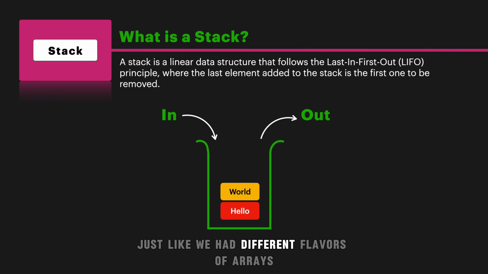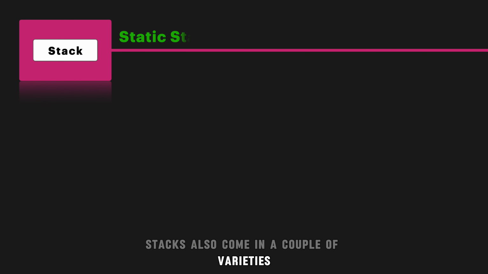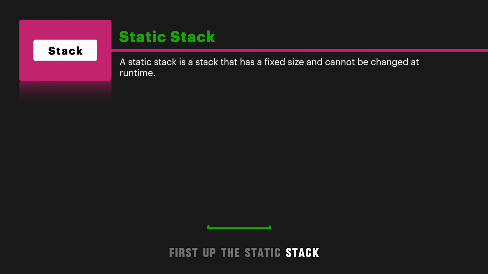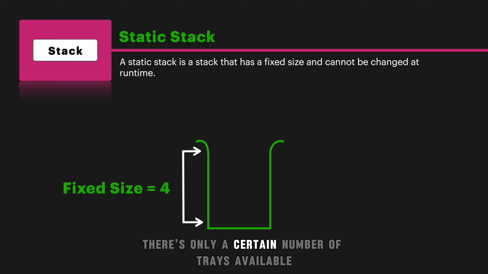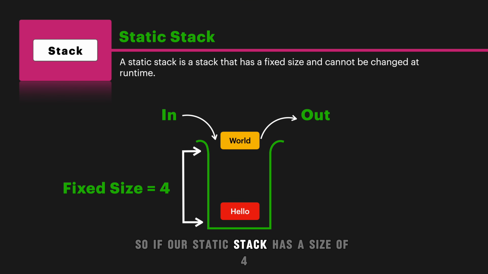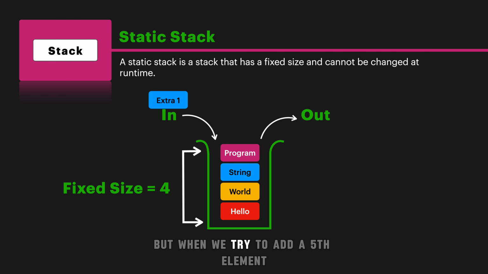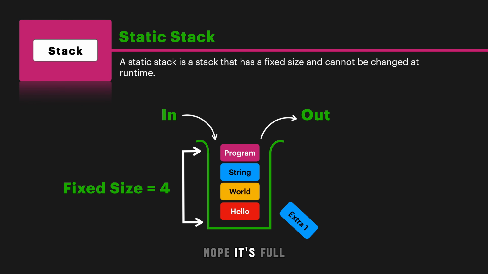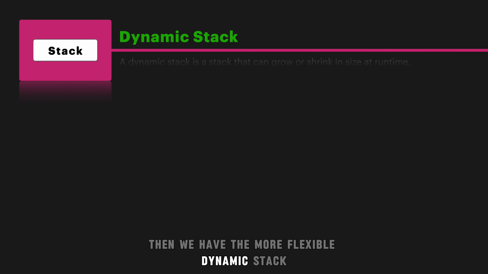Just like we had different flavors of arrays and linked lists, stacks also come in a couple of varieties. First up, the static stack. Think of this like a stack of trays in a cafeteria. There's only a certain number of trays available. Once the stack is full, you can't add any more. So, if our static stack has a size of 4, we can add 4 elements no problem. But when we try to add a 5th element, nope, it's full. The stack won't budge.